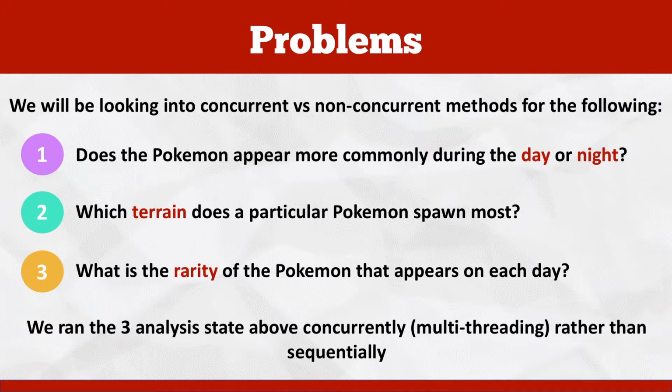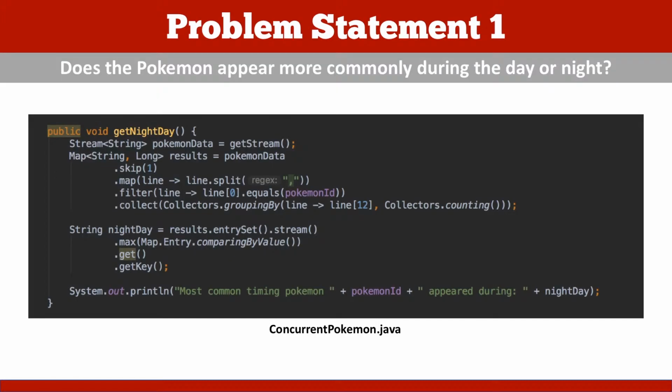We ran the tree analysis to determine the differences in efficiency between the concurrent and sequential methods. For our first functionality, this function will return when a specified Pokemon tends to appear more commonly either in the morning, afternoon, evening, or night. In concurrent Pokemon.java, under the getNightDay function, data is captured via stream, after which we filter the data by the Pokemon ID specified by the user before grouping them by the appeared time column and the number of times they appeared.